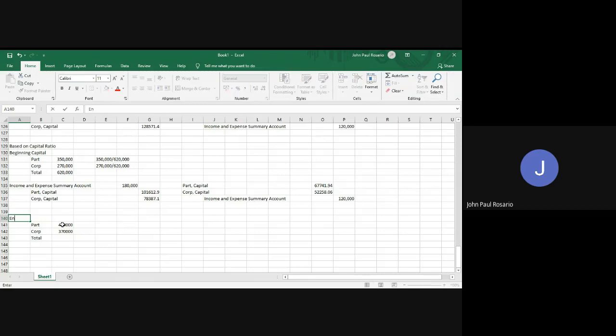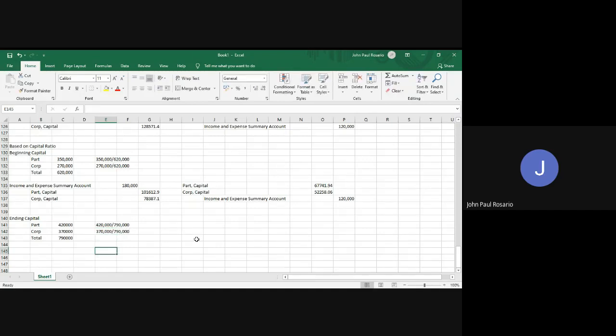And then, ending capital. Again, the total would be 790. Same as before, no? So for Part, the share is 420 divided by 790. For Corp, it's 370 divided by 790.